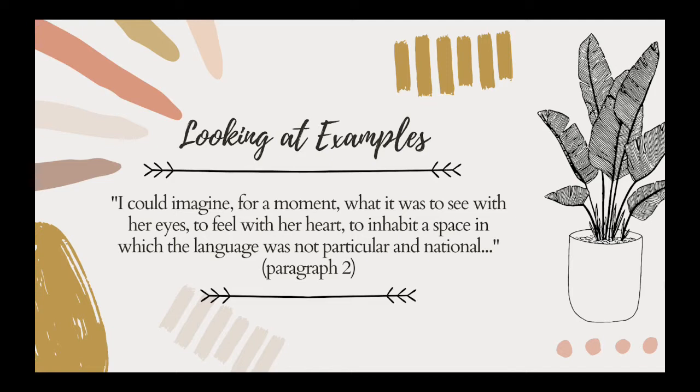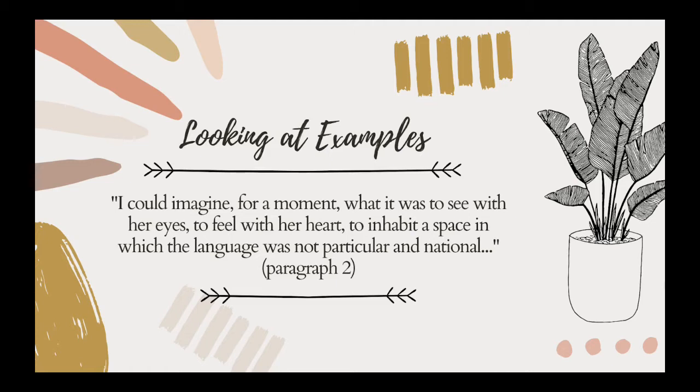So what we have to begin with is a turning up sentence. I've talked to you a little bit before about types of sentences, and this is an example of a 2, 2, and 2 sentence. What that means is, if you look at the example here, she says, what it was to see with her eyes, to feel with her heart, to inhabit a space. So 2, 2, and 2. And what that does is it just enhances the description of the writing, makes it a little bit more intense. And that is also supported with the fact that they have used a tricolon here.